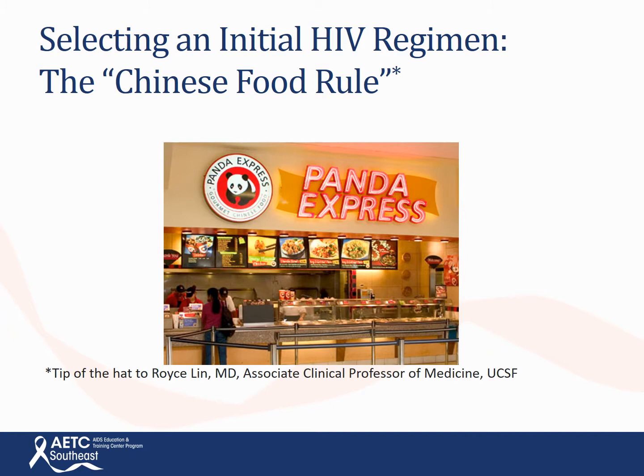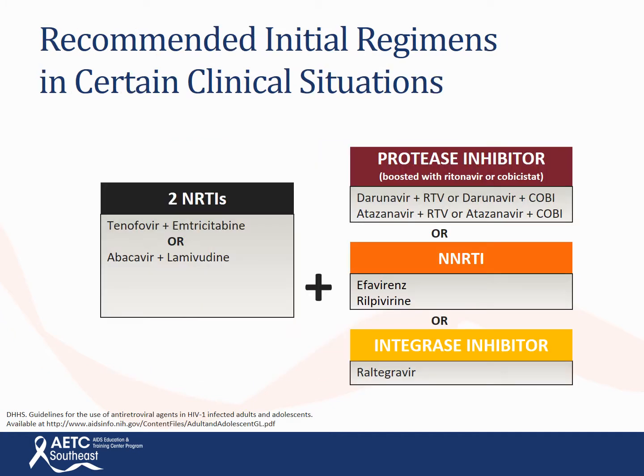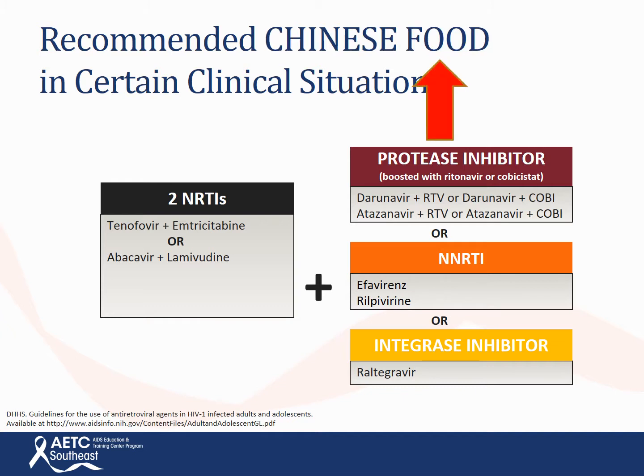So when you think about it, the model for selecting an antiretroviral regimen really follows the model of one of my favorite restaurants, which is Panda Express. So before you start laughing, let me tell you why selecting an initial HIV regimen follows what I call the Chinese food. Instead of thinking about this in terms of recommended initial regimens, think about it as recommended Chinese food.